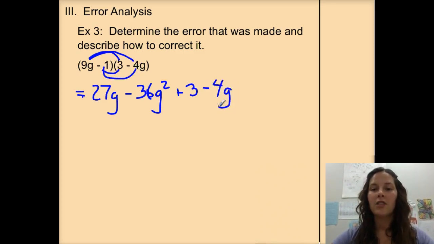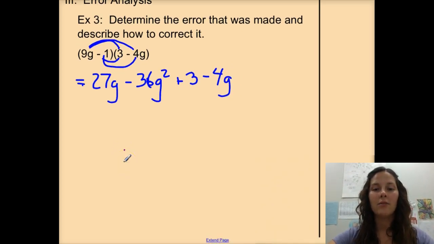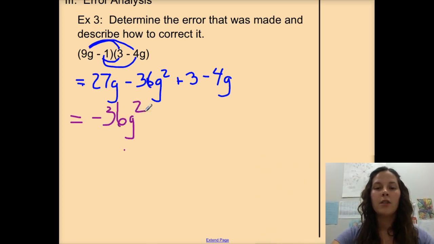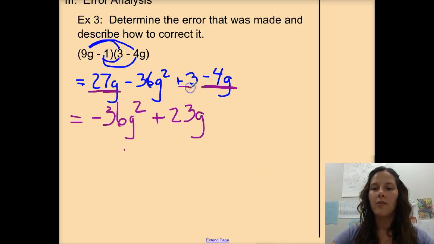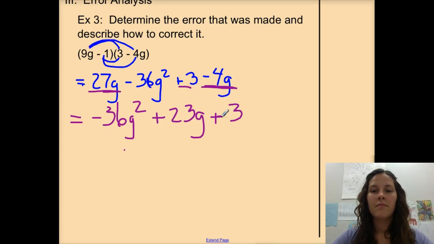Checking to see if my answer is in standard form. It's not, and I have like terms on this one. So I'm going to take, first of all, my first term with the highest power, which is my negative 36g squared. 27g minus 4g is a positive 23g. And then I have my plus 3. I made 2 mistakes on this one. See if you can find both of them.